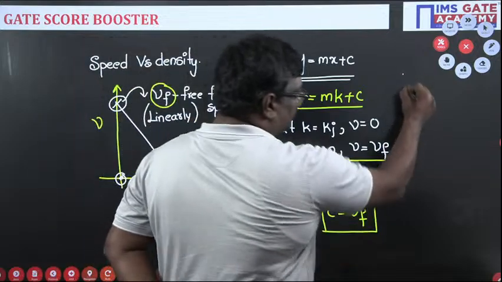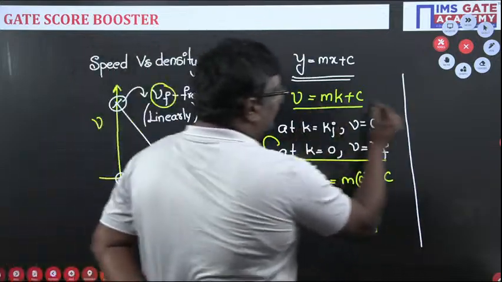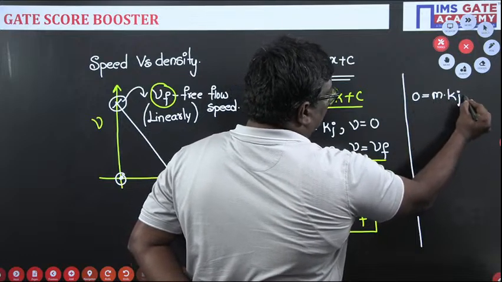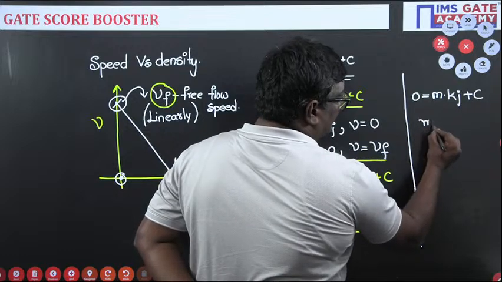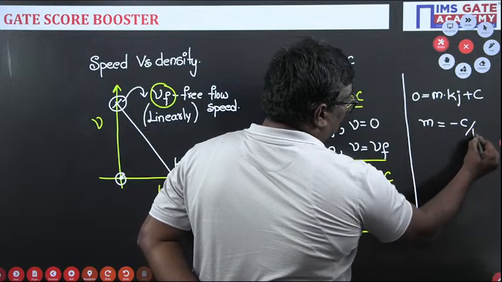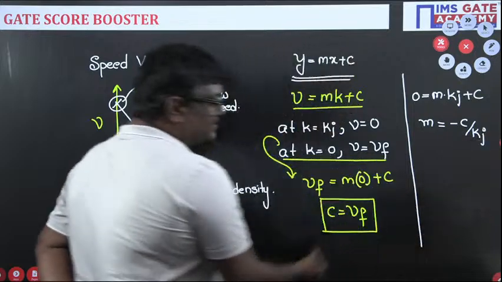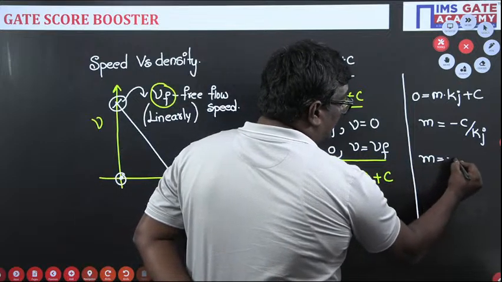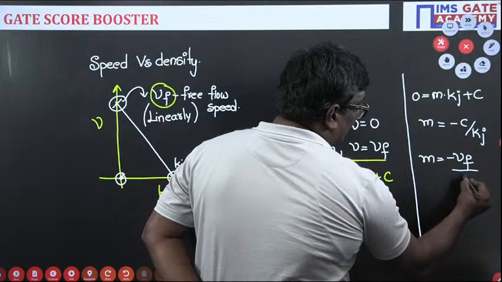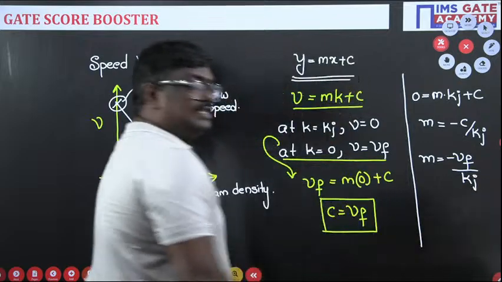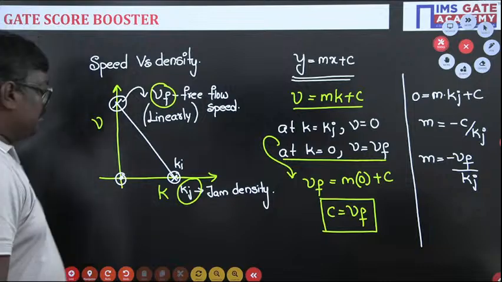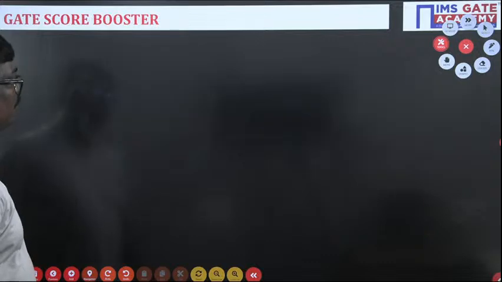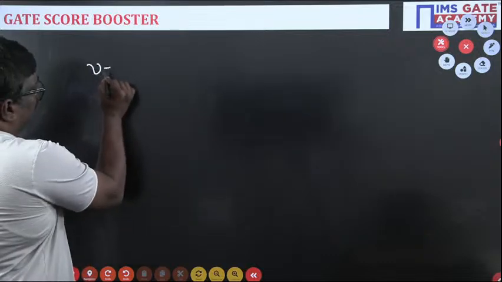Similarly, students, at k is equal to kj, v is equal to 0, mkj plus c. So m can be written as minus c upon kj. But what is the value of c? It is nothing but vf. So m can be written as minus vf upon kj. Okay, is this clear students? Very good. Now you know the value of m and you know the value of k. Okay, now we know v is equal to mk plus c.